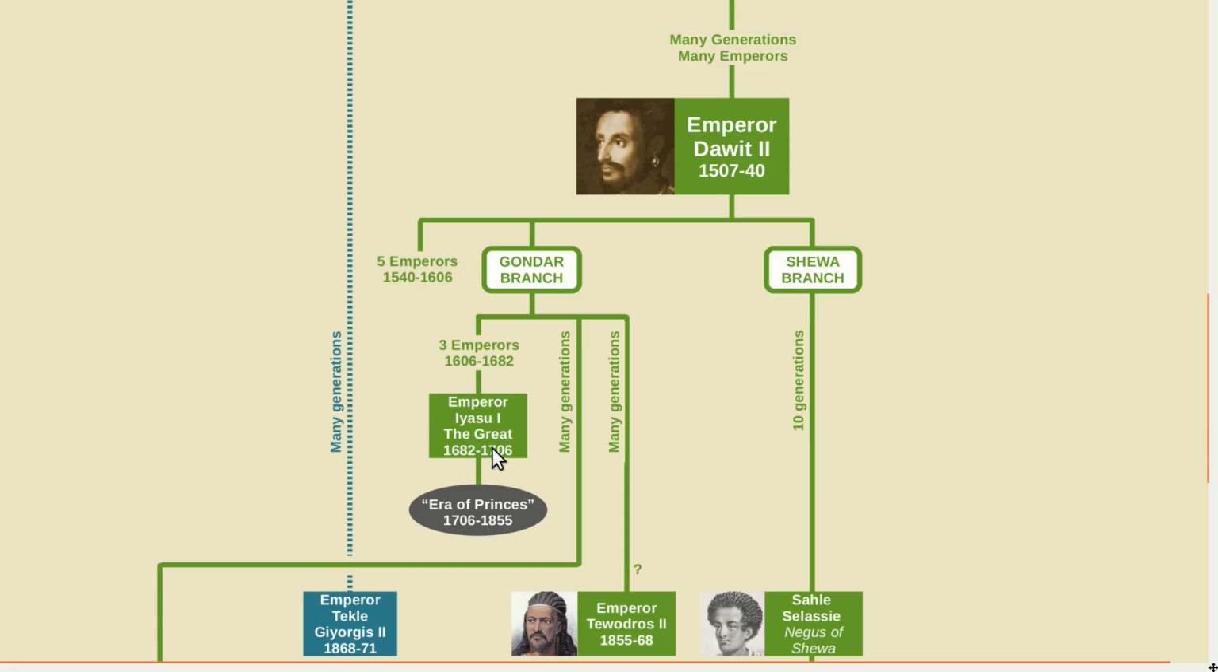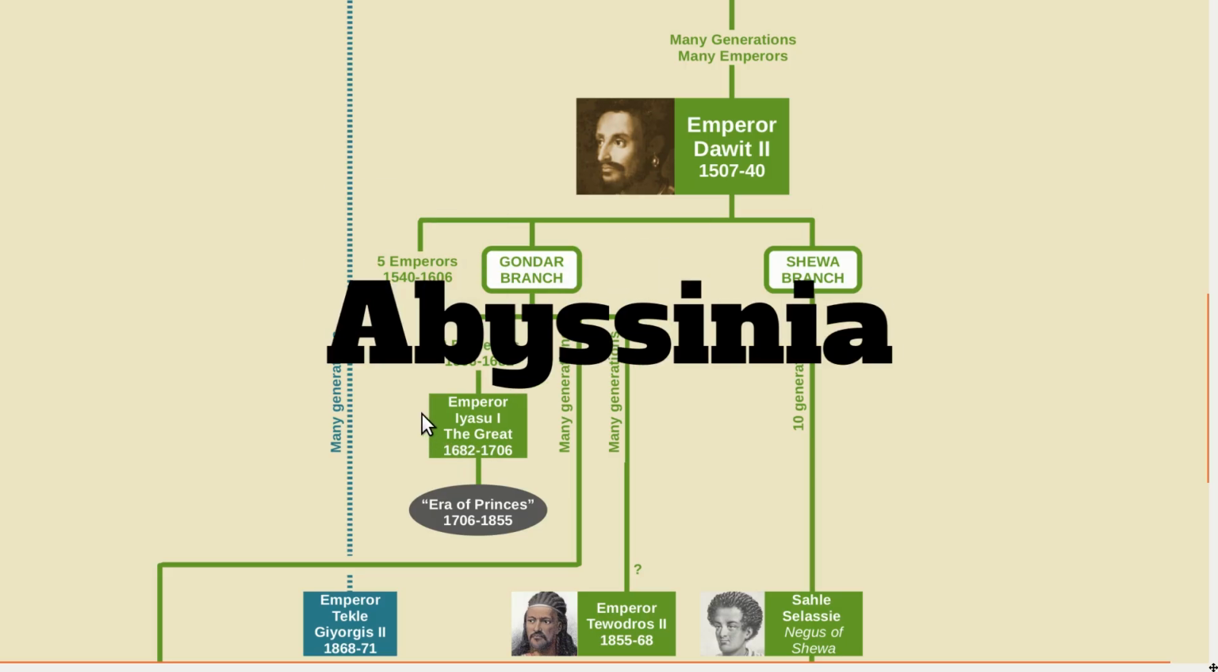Iyasu the Great was a contemporary of Louis XIV of France and established diplomatic relationships with several European countries. The Europeans used the name Abyssinia to refer to Ethiopia.